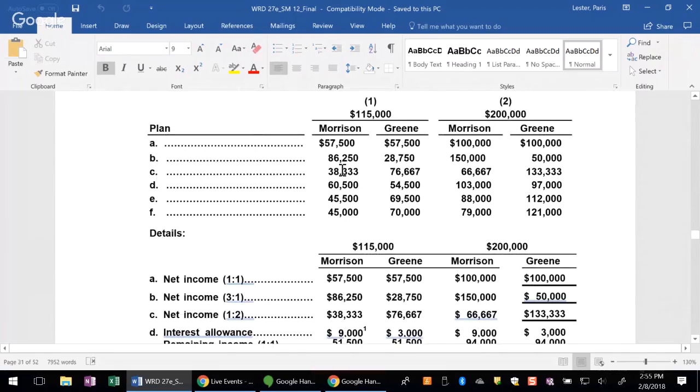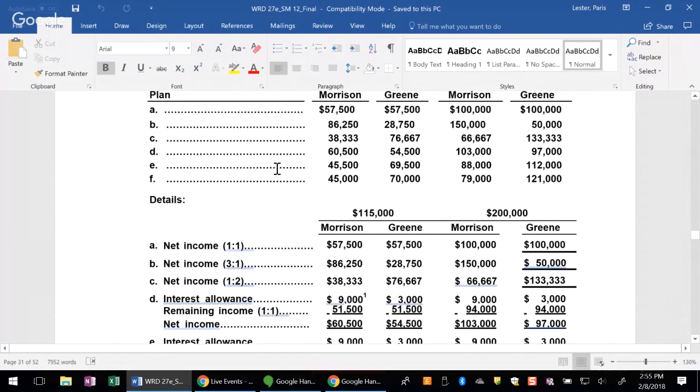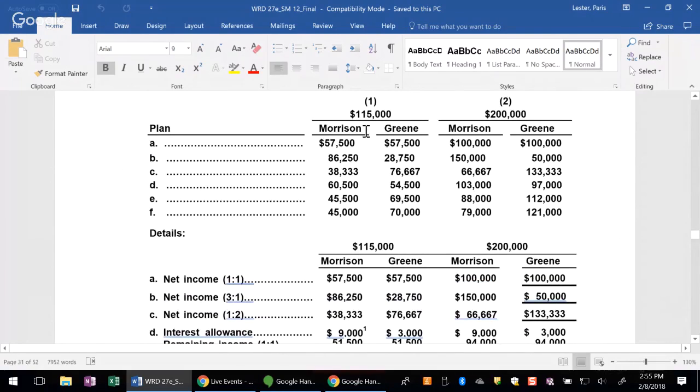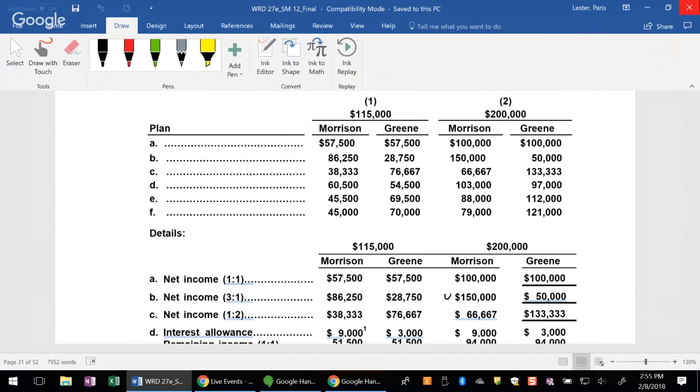Problem two, we had to split net income. I guess under plan A, equal, 57,000 apiece. Let's see. Something's wrong there. That's not what we're doing. Yeah, that's 115,000 divided by 2, 57,500 apiece. All right, B part, looked like the ratio was 3 to 1. That was probably given. That's 3/4, 1/4. That's 75%. So what is 75% of 115? It is 86,250. What is 75% of 200? It is 150,000.